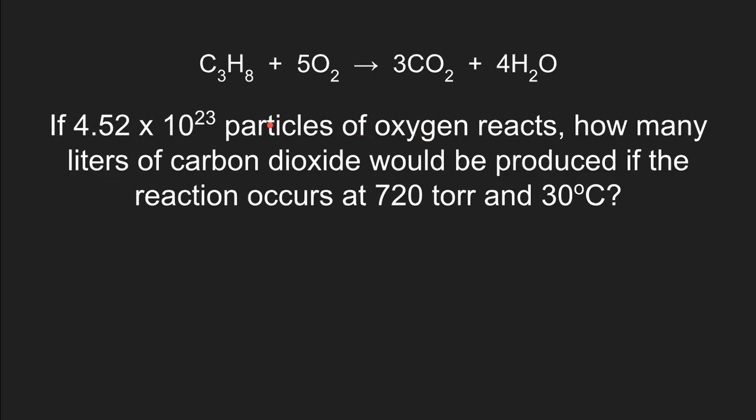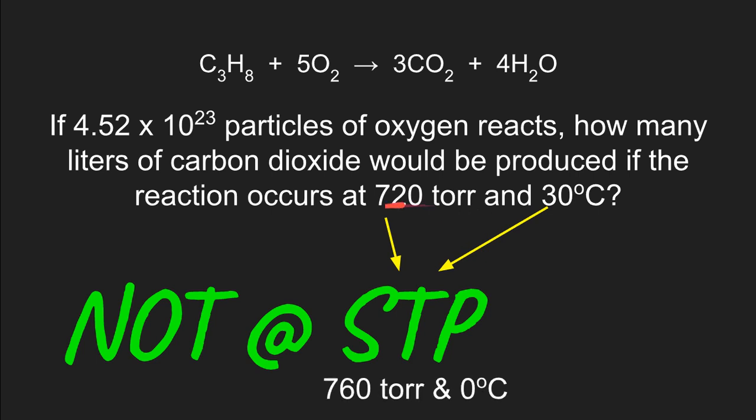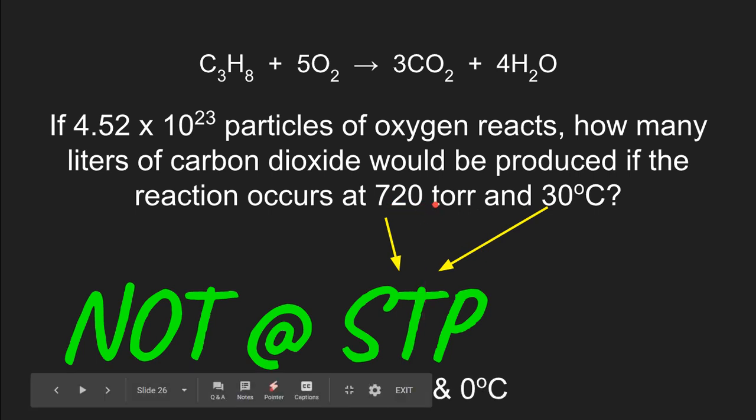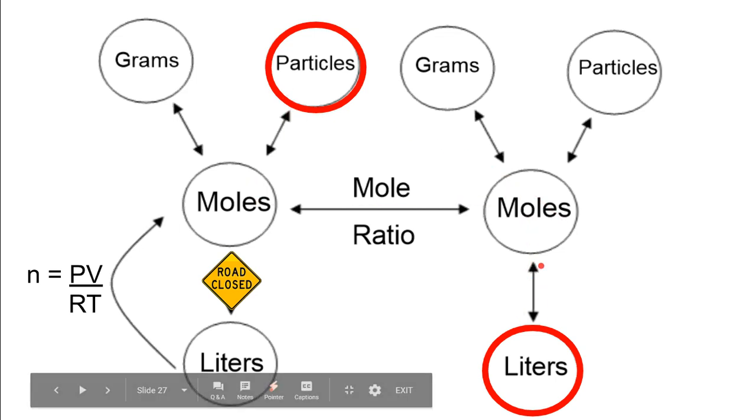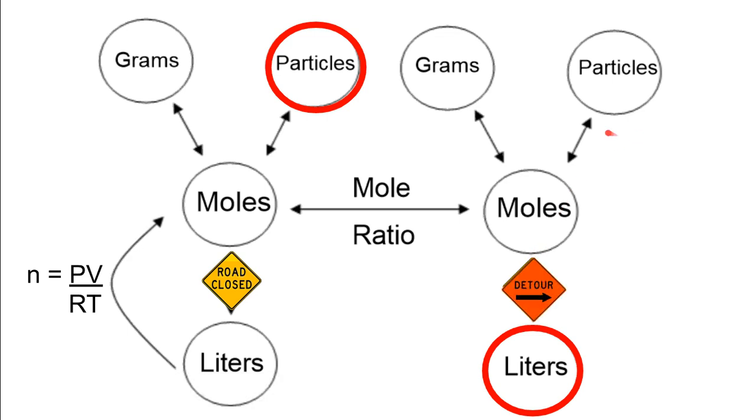So the last one I have: if I have that many particles that react, how many liters of carbon dioxide would be produced at these conditions? Again, not at STP. I would need 760 torr, which is 1 ATM, and 0 degrees. So if I want to start here, and I'm ending at liters down here, I have to go through here, through that way, and through this way. But what's the rule? I can only go through this in STP. So my road is closed again. So I need to take another detour. So I can get this far, but now I can't go through this way.